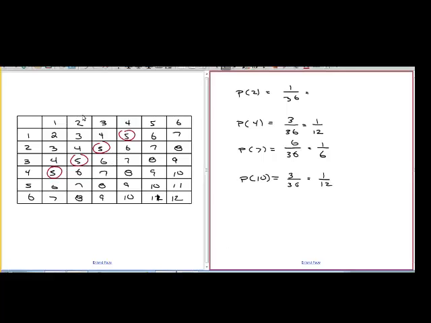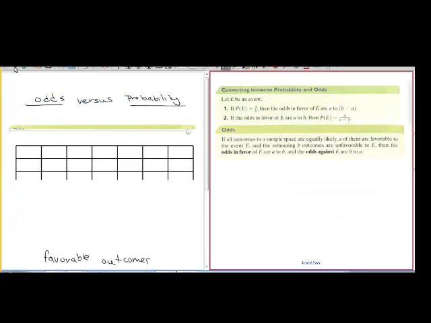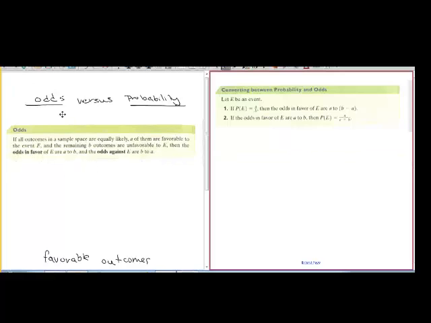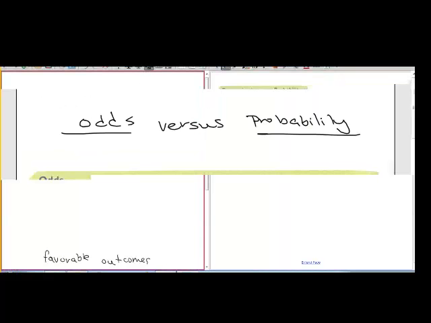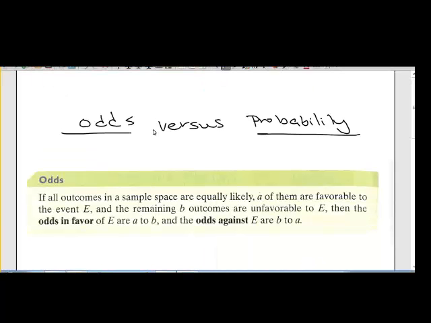Okay, so let's go to another one. I think we talked about odds, didn't we? We introduced odds. Let's just cover that again. The odds, again, this is in your book. If all outcomes in a sample space are equally likely, A of them are favorable to the event E, and the remaining B outcomes are unfavorable to E, then the odds in favor are A to B, and the odds against are B to A.